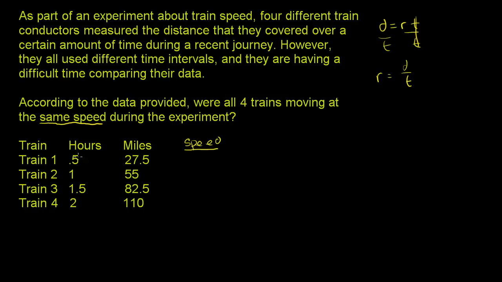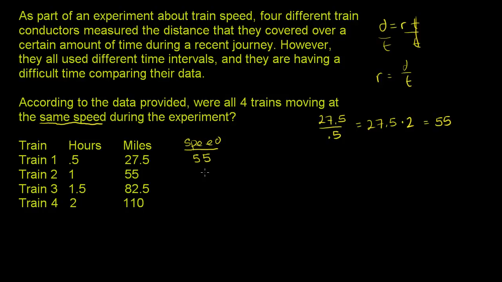So what's this first guy? He went 27.5 miles in 0.5 hours. So once again, let's divide the distance for this train 1. He went 27.5 miles in 0.5. If you divide something by 0.5, this is the same thing as 27.5 times 2. What's 27.5 times 2? It is 55, and it is miles per hour. So his speed is 55 miles per hour.